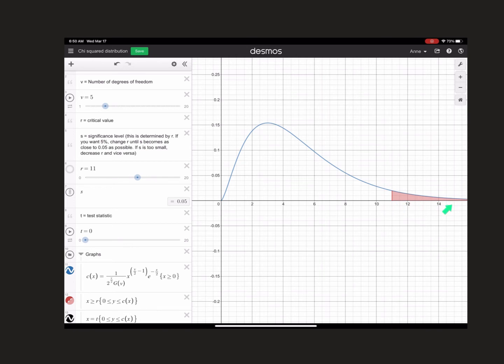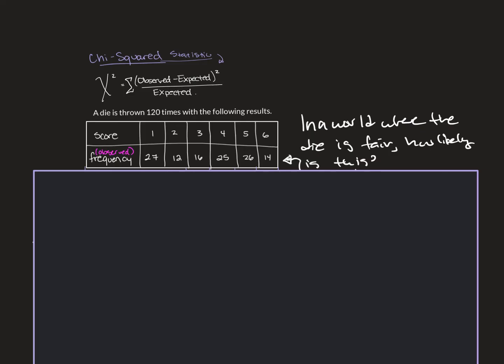So let's look at an example for chi-squared and see if we can make sense out of this. We'll come back to this graph. So this is how you'd actually calculate the chi-squared statistic. This is the chi-squared, and it is pronounced chi.